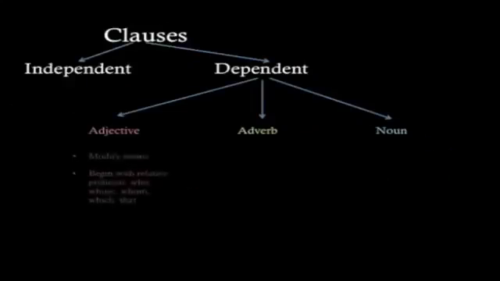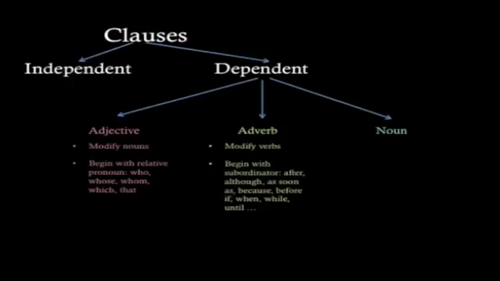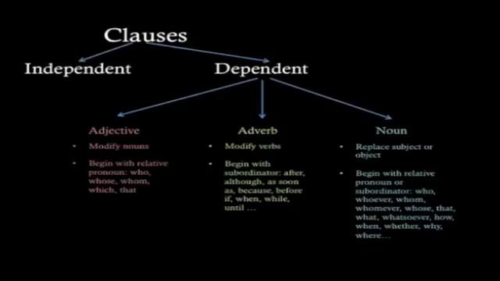Adjective clauses modify nouns and begin with relative pronouns like who, whose, whom, which, and that. Adverb clauses modify verbs and begin with subordinators like after, although, as soon as, because, and more. Noun clauses replace subjects or objects and begin with relative pronouns or subordinators, including who, whoever, whom, whomever, and many more. As you can see, the clause family tree is a little complicated.